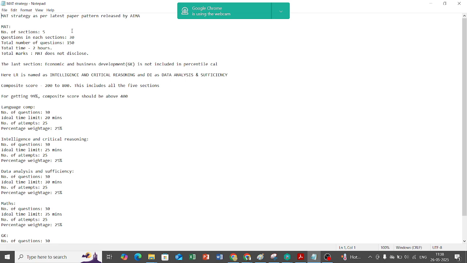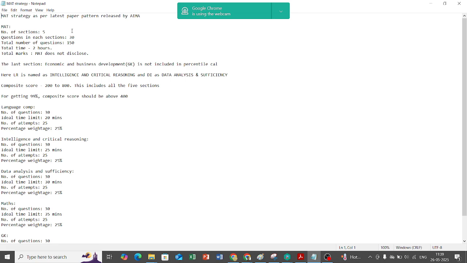Total marks: now, MAT does not disclose marks. That is the problem. How much marks you have got, MAT doesn't disclose that. Now the last section is economic and business development GK, which is not included in percentile calculation. It is optional, but still you have to attempt it. Maybe 5-6 questions or 10 questions you have to attempt.